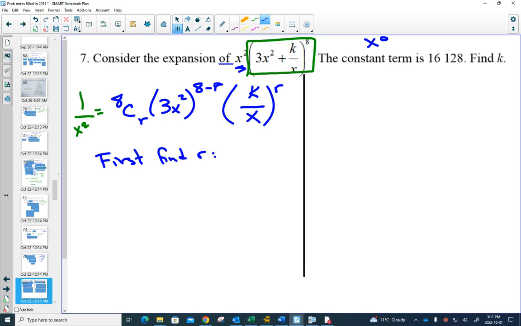Do you want to try to do it in mental math? Or do you want to do it algebraic? What are you feeling?